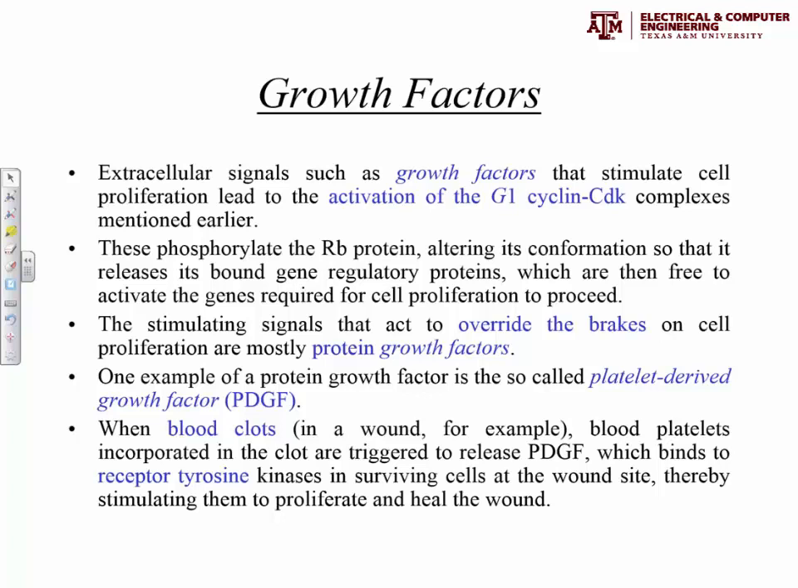So one example of a protein growth factor is the so-called platelet-derived growth factor, PDGF. When blood clots in a wound, for example, the blood platelets that are incorporated in the clot are triggered to release this platelet-derived growth factor. That is going to bind to the receptor tyrosine kinases. Again, it's basically a receptor on the cell membrane. And it's a kinase because it is going to cause some phosphorylation reactions inside. Tyrosine because the predominant amino acid in that alpha helix is tyrosine. So it'll bind over there and that'll stimulate the surviving cells at the wound site to divide.